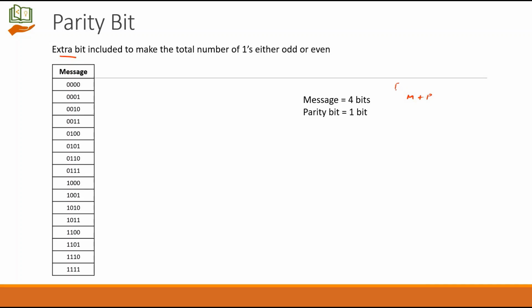So if this is X and this is Y, X will send some message M, along with this P, to the receiver. Based on this P, the receiver will decide whether the message is right or not. This is the actual case. The message is 4 bits. The parity bit is 1 bit, which makes it 5 bits in total. So when the sender is sending 4 bits, the receiver will get 5 bits in total. There are actually two kinds of parity bits involved. One is the odd parity bit and the other is the even parity bit.